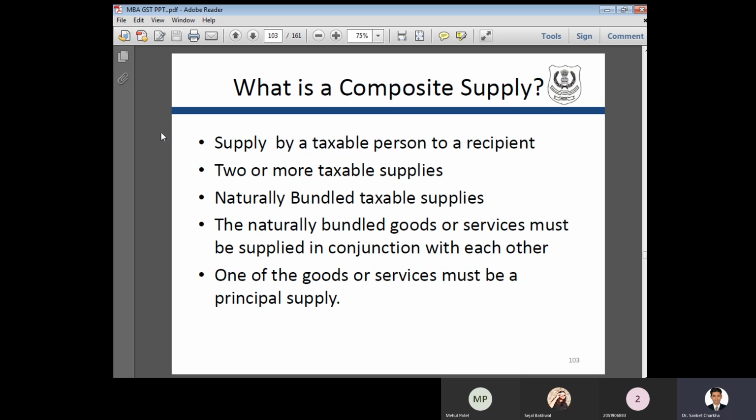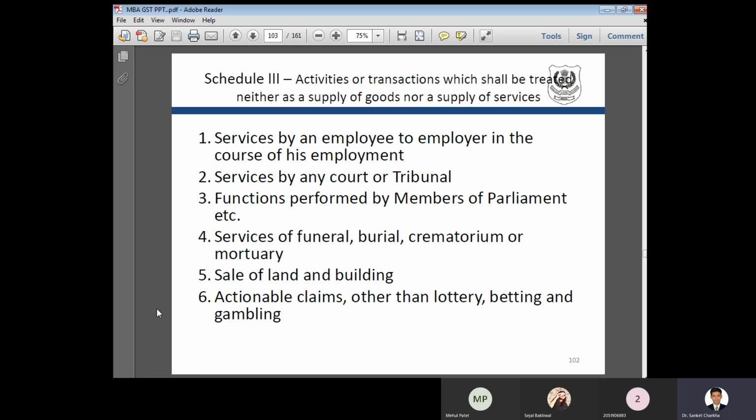Now, do you still have any confusion or doubt in understanding what is a good, what is a service, and how you have to identify or differentiate goods and services? Clear? Schedule 1, 2 and 3. In Schedule 1 we saw what is goods, in Schedule 2 we saw what is services, and in Schedule 3 we saw what is a good and what is a service and which are the types of goods and services which are not under the purview of GST.